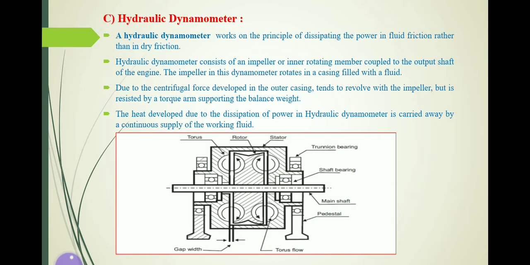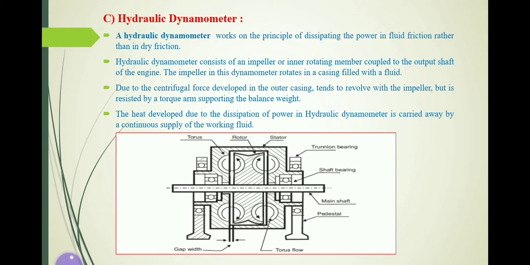In this hydraulic dynamometer, friction is going to happen, but that friction is between the rotating shaft or one rotating material and the liquid. That liquid is mainly the water. So that's why it is called a hydraulic dynamometer. Now we'll see the construction.